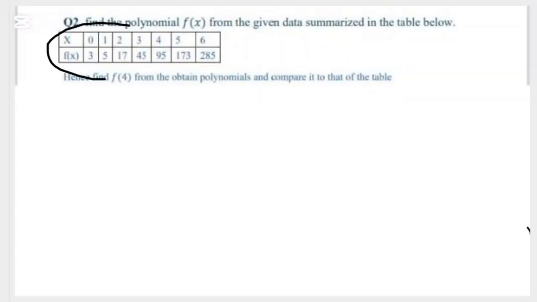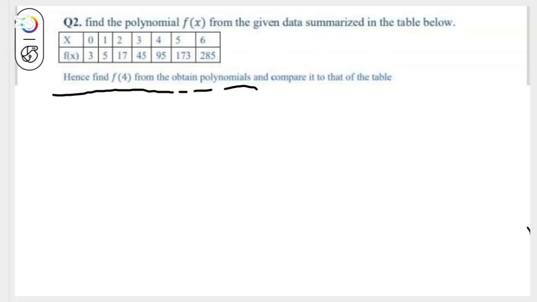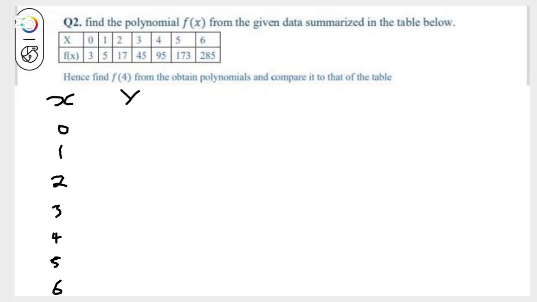Find the polynomial f of x from the given data summarized in the table. So we are given this table, and we are to find the f of 4 from the obtained polynomial and compare it to the table. So we have x: 0, 1, 2, 3, 4, 5, and 6. And don't forget we have y here.